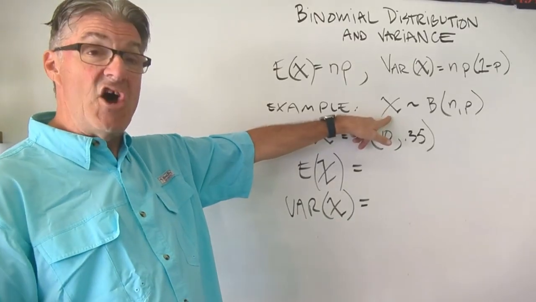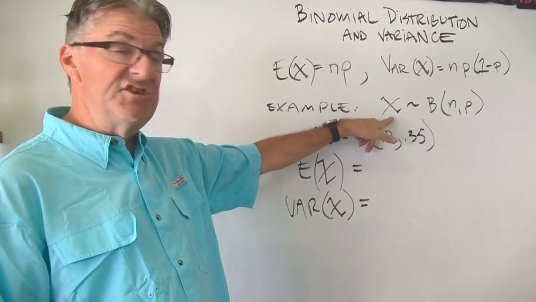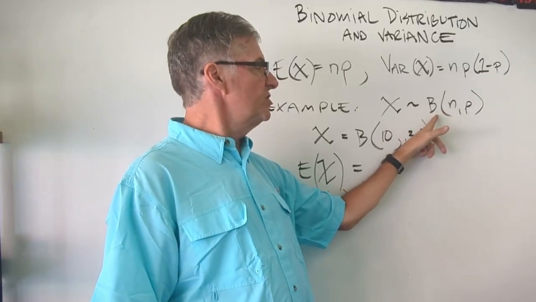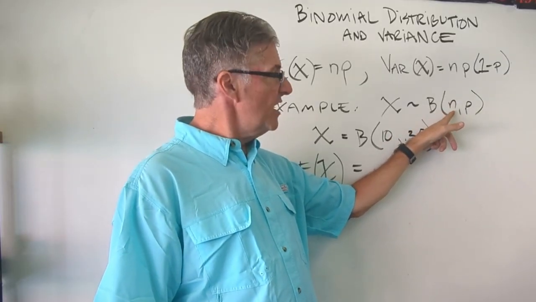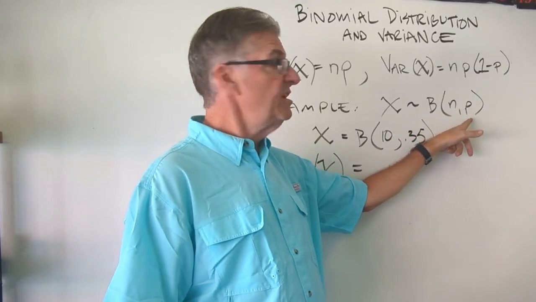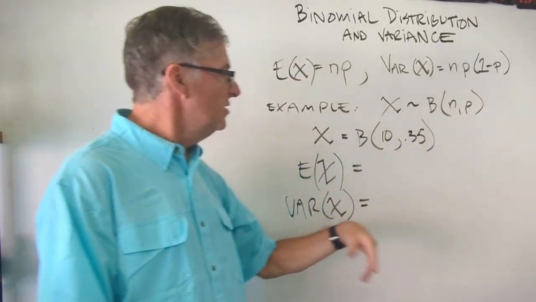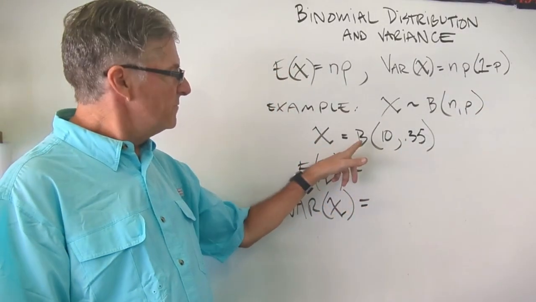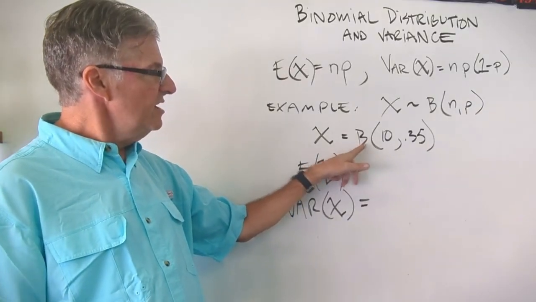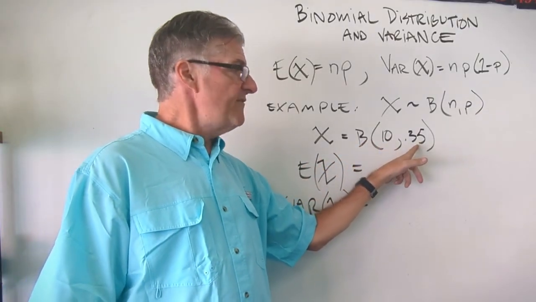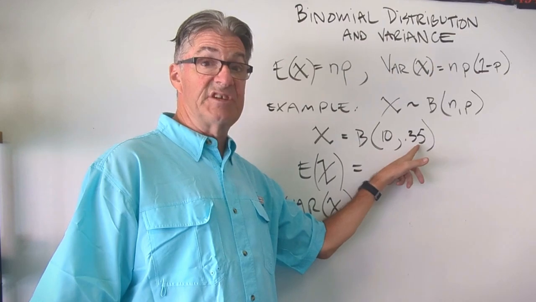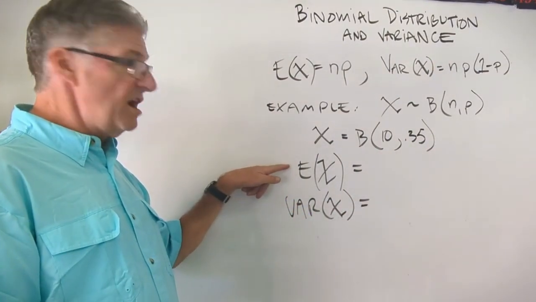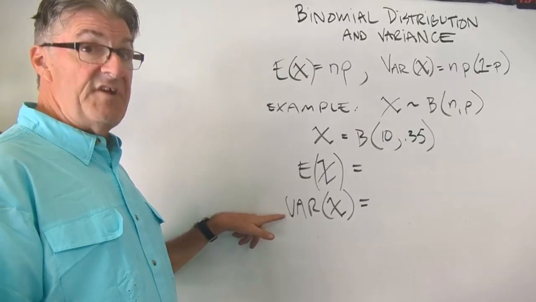First off, we need to know this. This is sort of a definition statement. It says random variable x is in a binomial distribution with this many trials with that probability of success. So this has to be true. Now I'm going to specify it. Now it's binomial distribution, 10 trials, and we have a 0.35 chance of success. So what I want you to do is pause the video and calculate the expected value and the variance.